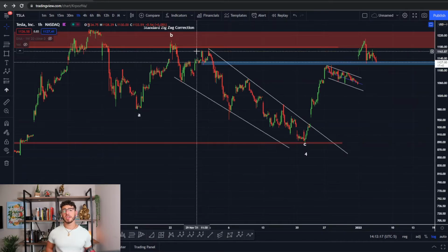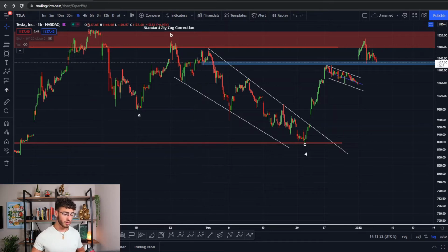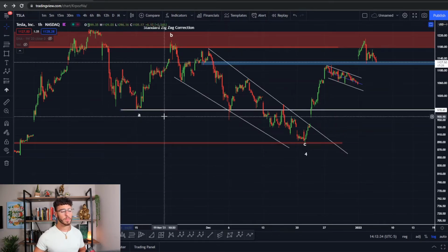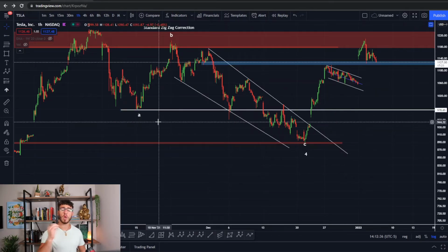So I cannot think of a better one to go through than Tesla. In Tesla, we were looking for the low of wave C. But we know that the current correction we are in is a zigzag, meaning the low of wave C is going to be below wave A, right? The price territory of wave A, which is right here. And also, wave C is actually a 5-wave move to the downside.